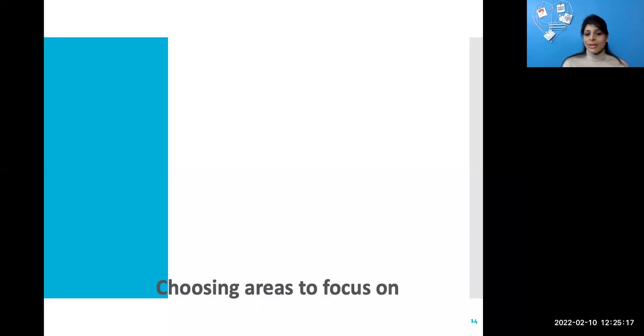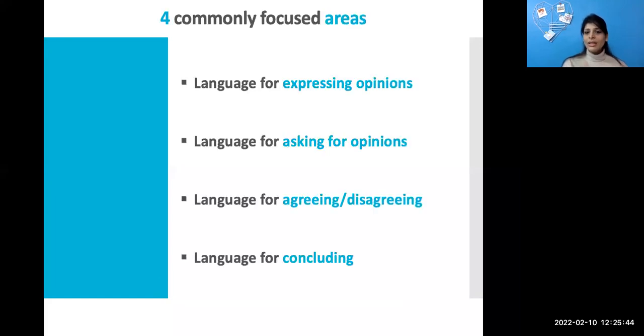Now, it goes without saying that a group discussion is an excellent fluency building activity, but that's not all it is. Even in an activity like group discussion, we could make learning very tangible for our learners if we choose to focus on something specific. So let's look at a few things we could focus on in a group discussion. So here are some very commonly focused things. Now, I'm sure all of us have used these things.